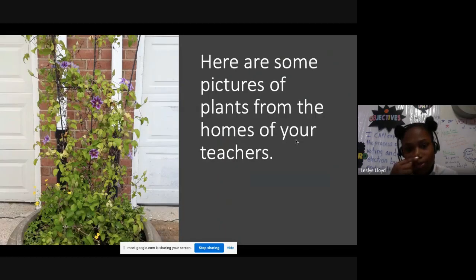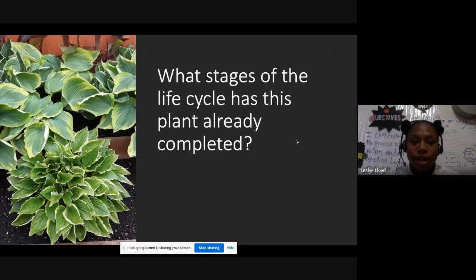And here are some pictures of plants from the homes of your teacher. One of the second grade teachers has a lot of plants at their home. This plant looks very healthy. What stage of the life cycle has this plant already completed? Think about the stages of the life cycle and where this plant would be in the plant life cycle.